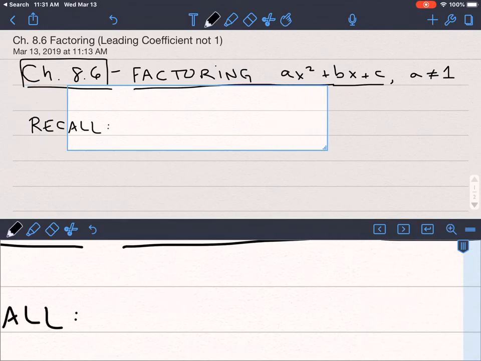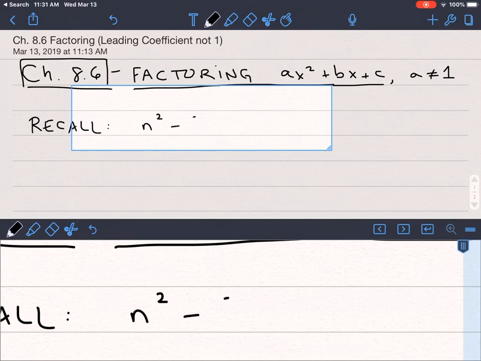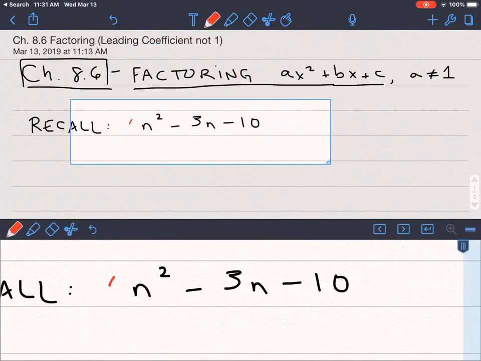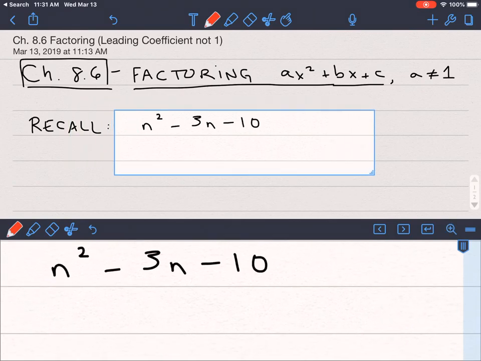we're going to recall the approach to factoring. Let's say something like n squared minus 3n minus 10. So what we did when we factored a trinomial where we had an a value of 1, note that the a value did not have to be written, but the 1 is implied, is that we took a look at our c value here and we said we were looking for two numbers that multiply to give us negative 10, and those same two numbers need to add to give us negative 3.